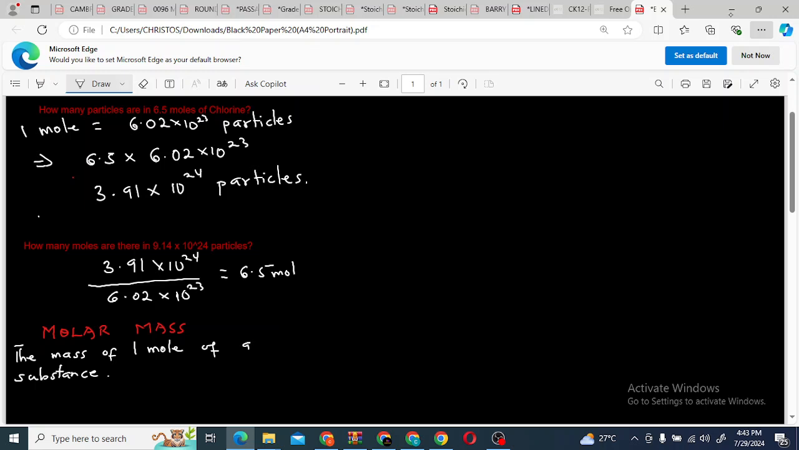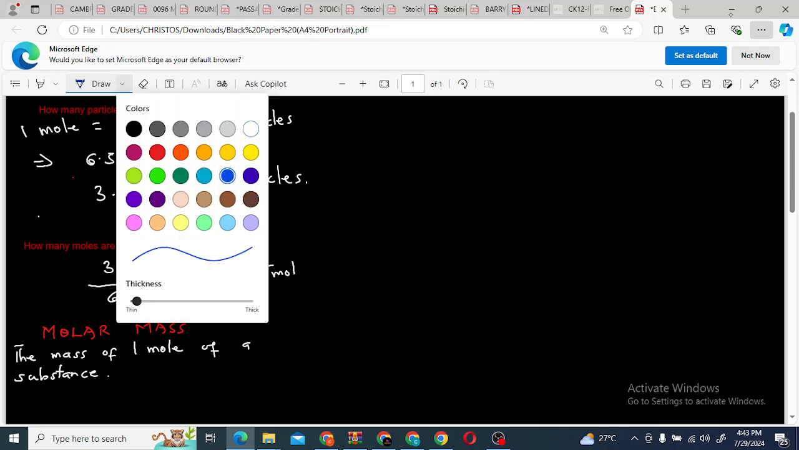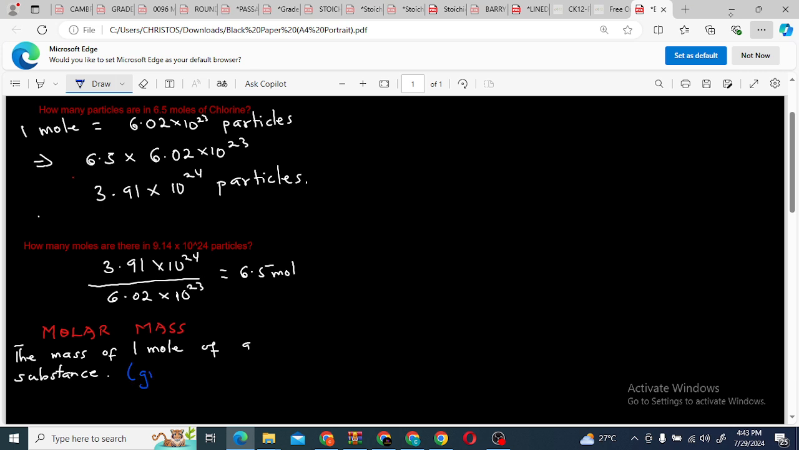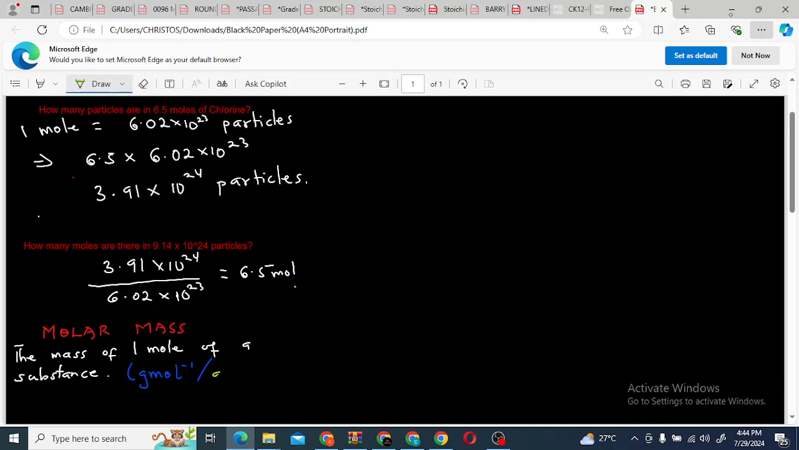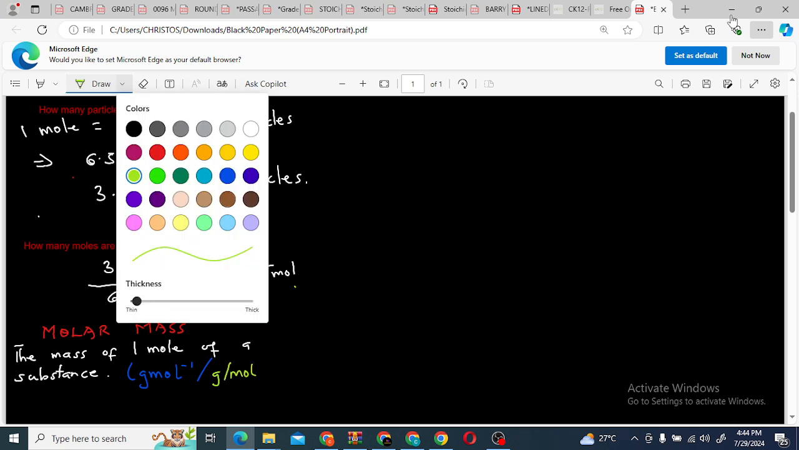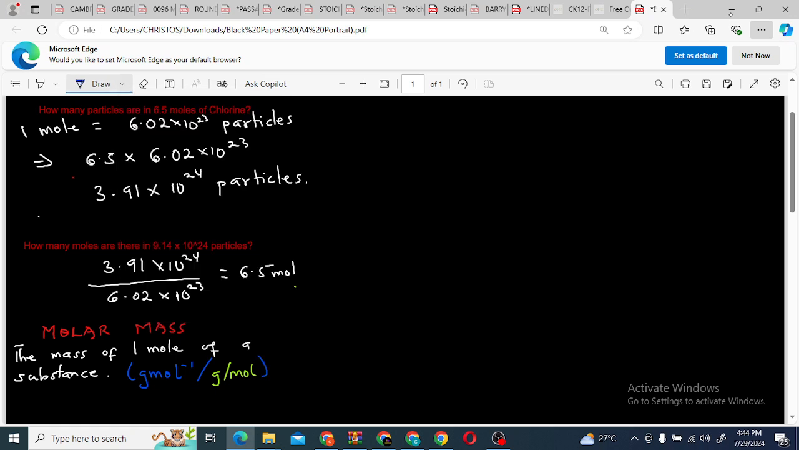And so when you see a unit written as gram per mole, what is it trying to imply? It simply means the mass of one mole. Gram per mole means the mass of one mole.